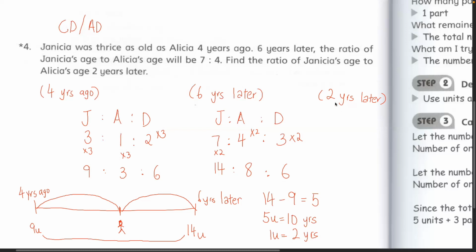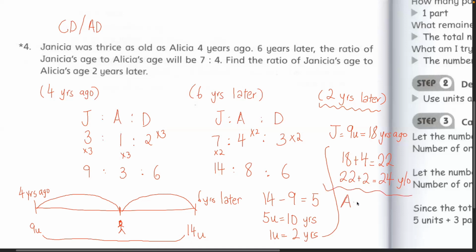Now what I want to do is find 2 years later. Let's find 4 years ago first. So we are going to find out Janeka's age. For Janeka's age, 4 years ago is actually 9 units. So that gives me 18 years old. So 4 years ago, she was 18 years old. Now she will be 18 plus 4, which is 22. 2 years later, she will be 22 plus another 2, and that gives me 24. Am I making sense here? So this is for Janeka's age.